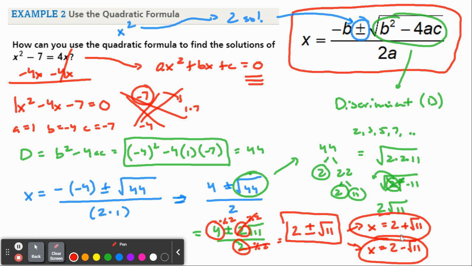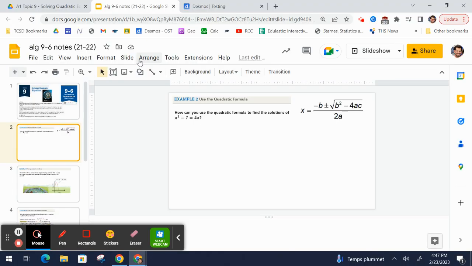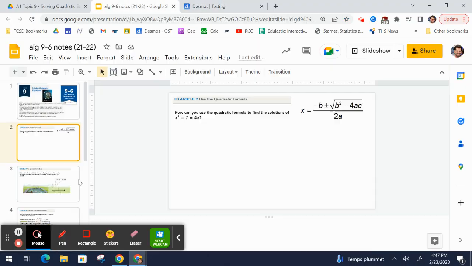So now, what if the problem said rounded, right? And typically it's rounded to 2 decimals or the nearest hundredth. Well, we can take these 2 numbers and plug them in to Desmos. So 2 plus square root of 11, 2 minus square root of 11. So let's do that now. Okay, so let's go to Desmos. And for some reason, Desmos, I don't know why, the toolbar is not coming up in Desmos. So I'm going to do this in Desmos and then write it back here.